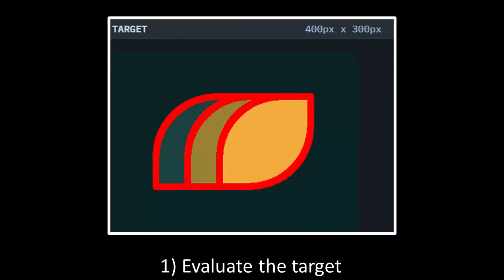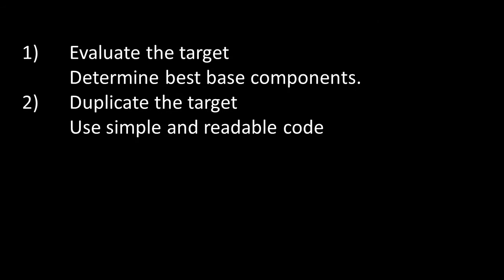As you can see, all the leaves are the same shape. We could easily make this by creating a leaf style that would be applied to all three. But a simpler method is to use the box shadow property, making the green and yellow leaves shadows of the orange leaf. So, we have all the components. Now we need to make sure it works. So we will move on to stage 2, duplicating the target.